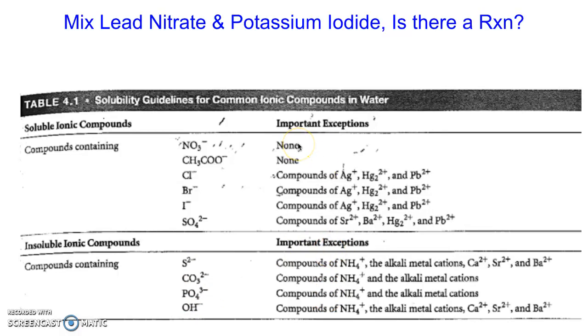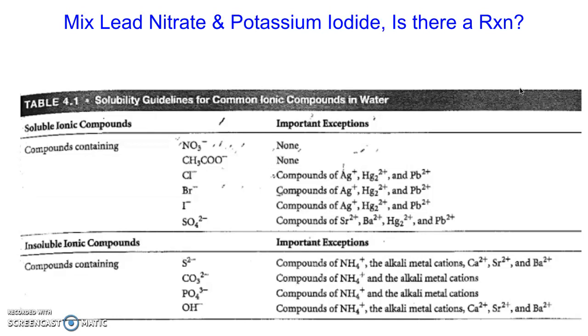So how could we use this chart? You may have a problem like this where it says mix lead nitrate and potassium iodide, and the question is is there a reaction? Let's first understand what they mean by is there a reaction. For these exchange precipitation reactions, there's a reaction when a precipitate forms, meaning one of your products is insoluble in water.